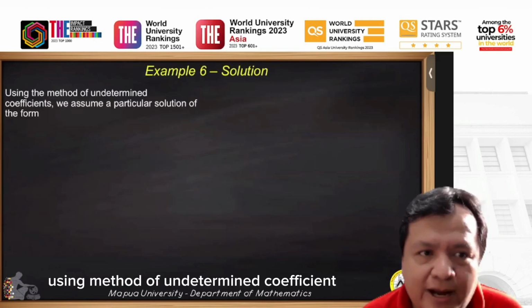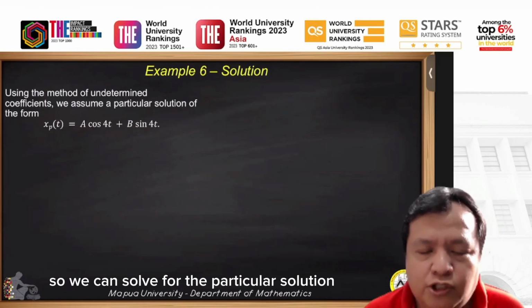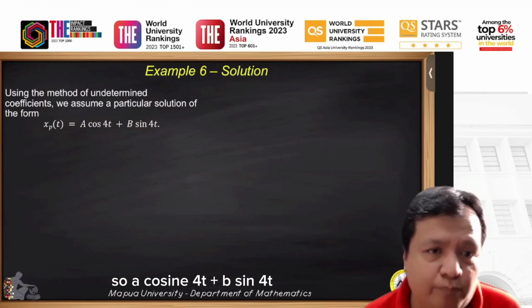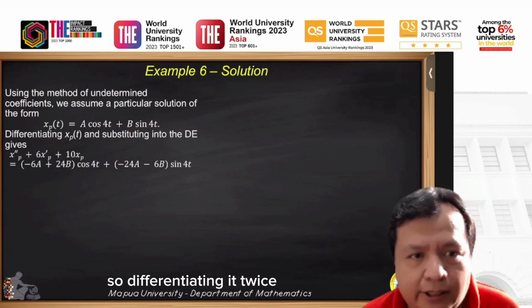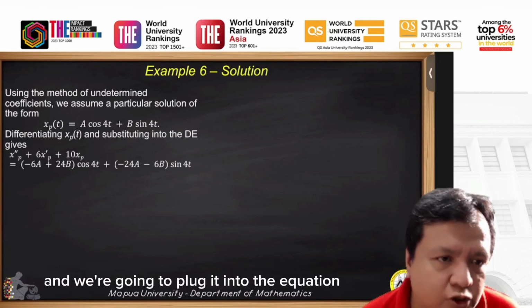Using the method of undetermined coefficients, we can solve for the particular solution. We have a cosine 4t plus b sine 4t. Differentiating it twice, we are going to plug it into the equation x double prime plus 6x prime plus 10x.